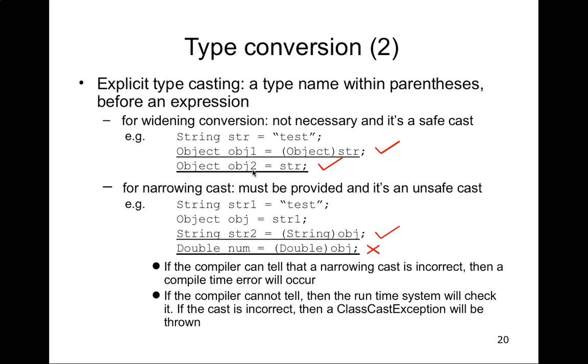Or I could still hold them in an array. So this is widening, or making them all into objects. For narrowing, it must be provided, and it's an unsafe cast. Well, that's what I was saying before.